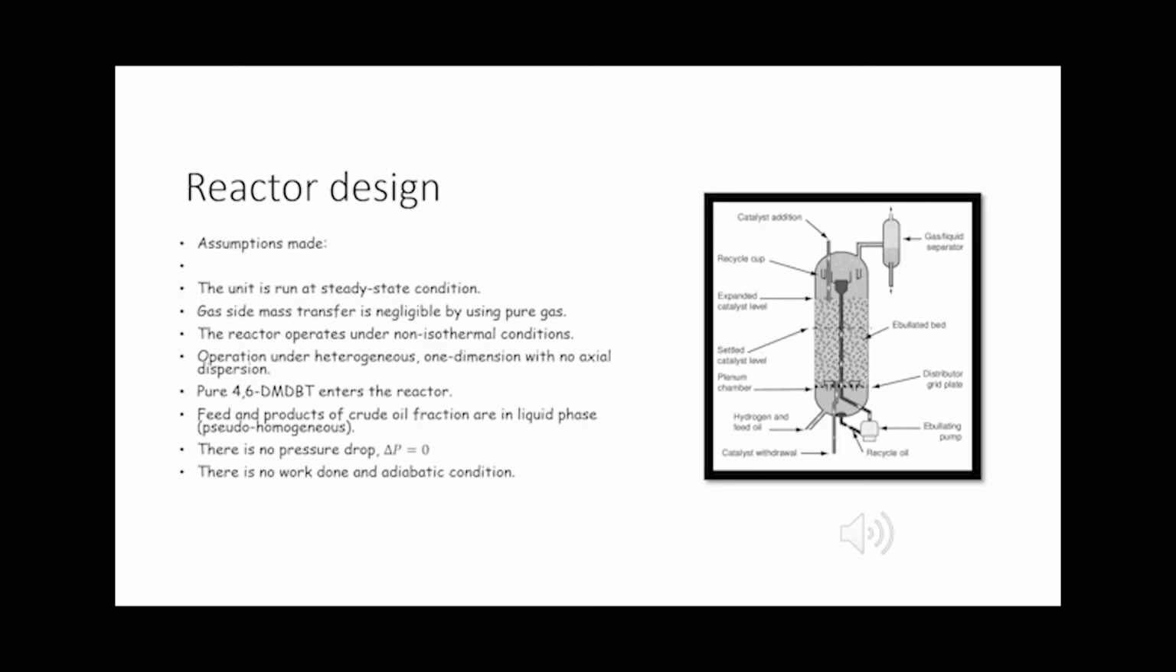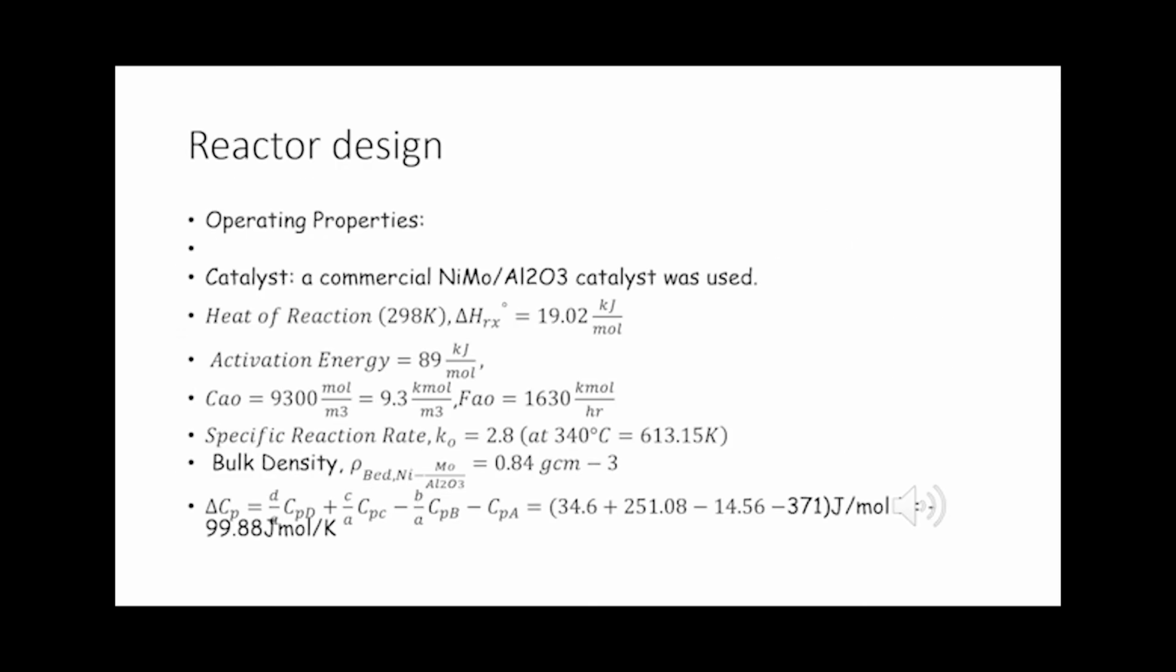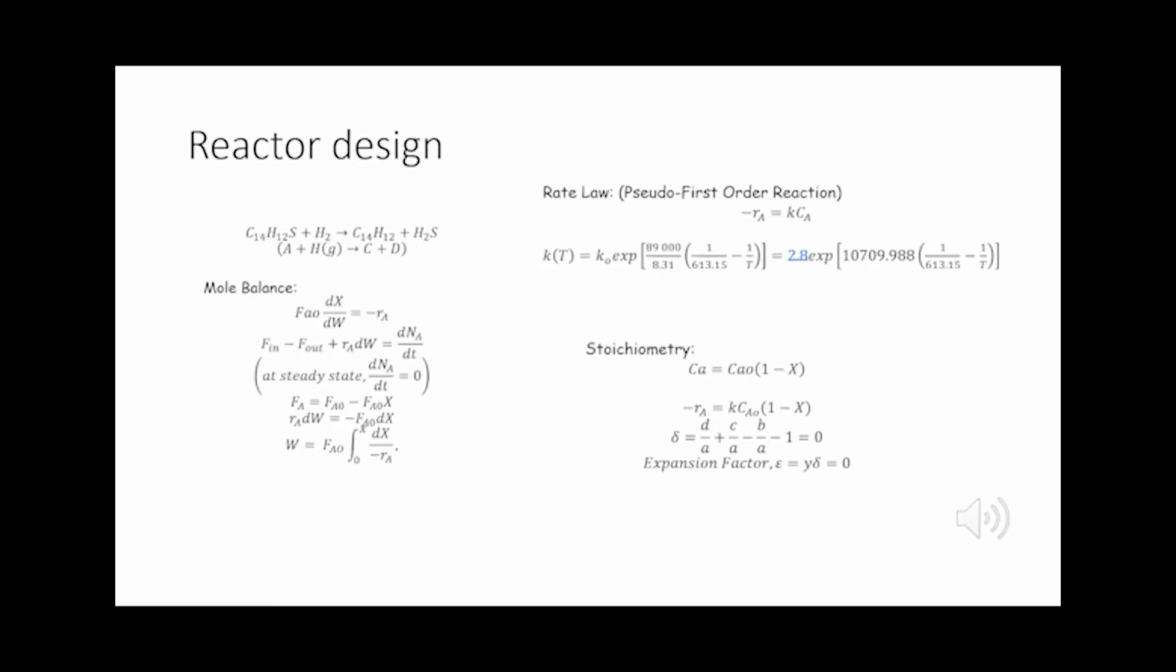First thing first, for the reactor design, these are the assumptions that have been made. And from the literature itself, for the operating properties, this is the information that we obtained. In our reaction, basically we want to remove the sulfur compound in 4,6-DMDBT, noted as A, to become the kerosene, which is noted as C.